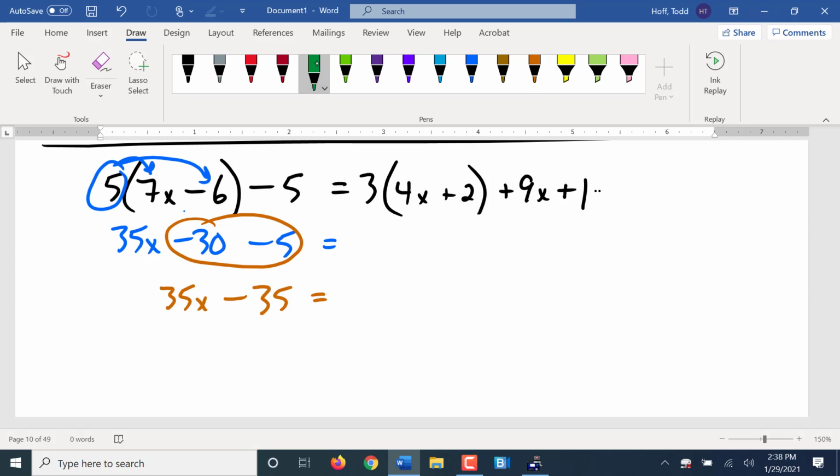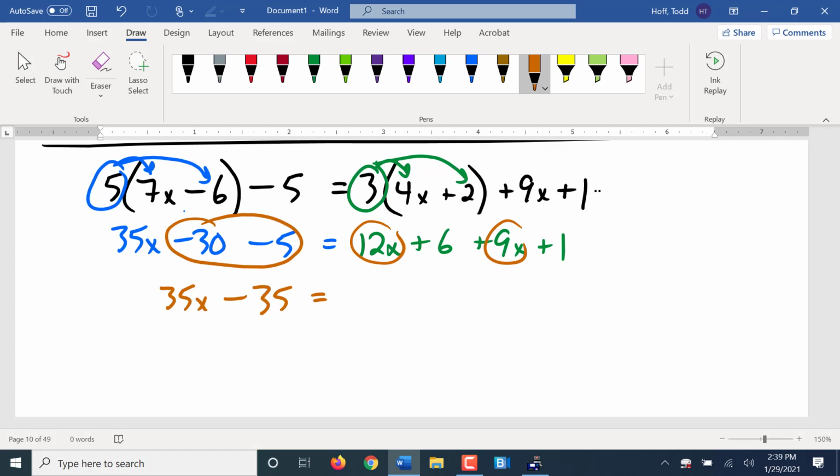So let's look on the right side. Nothing in the parentheses, so we will multiply by 3. What's 3 times 4x? 12x. And 3 times 2? 6. Now again, the 9x and the 1 are outside the parentheses. They do not get multiplied, but they are still there. Now what else do we combine? 12x and 9x make 21x, and then we also have 6 and 1 makes 7. Now we've combined everything we can combine.